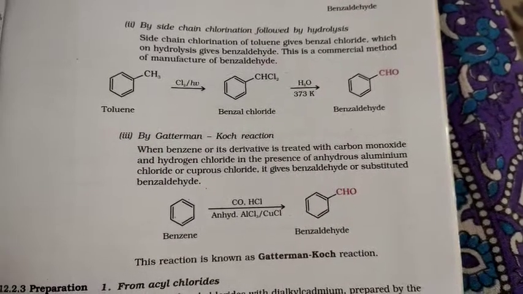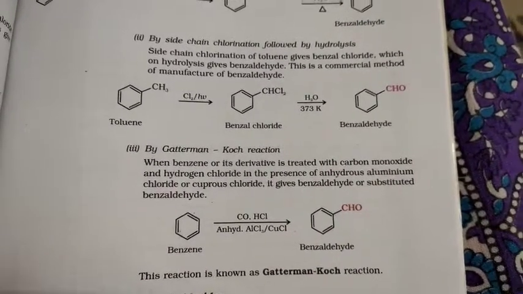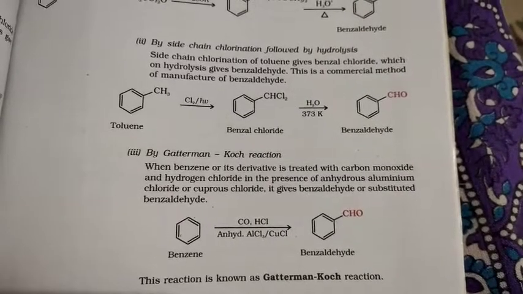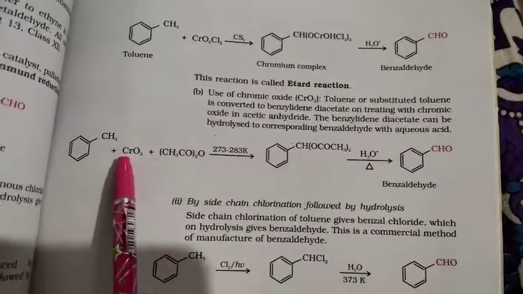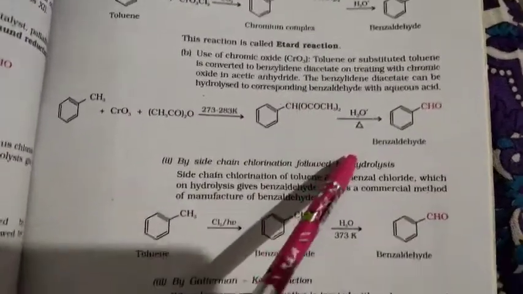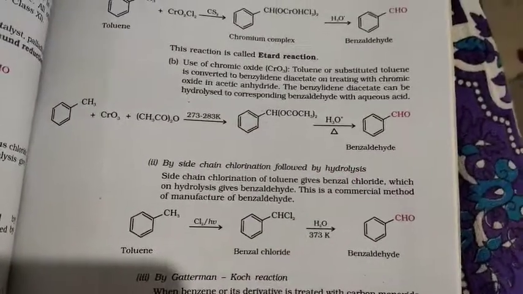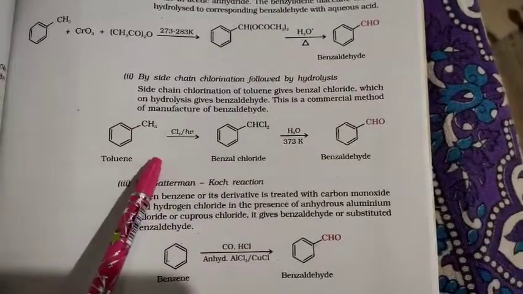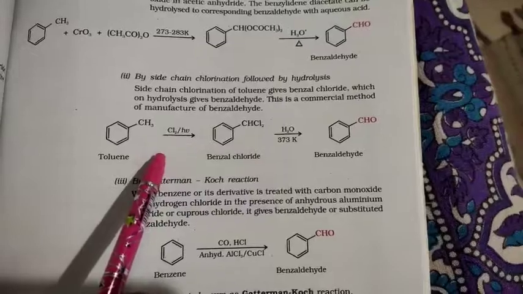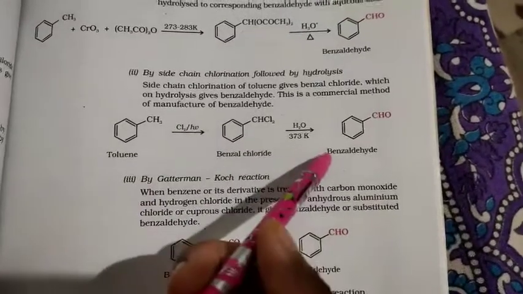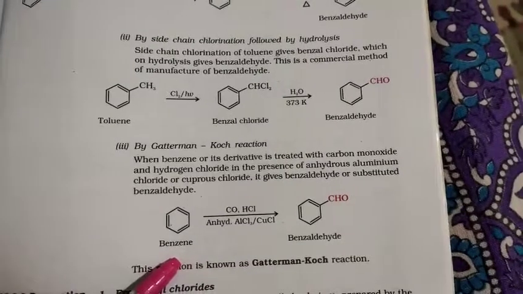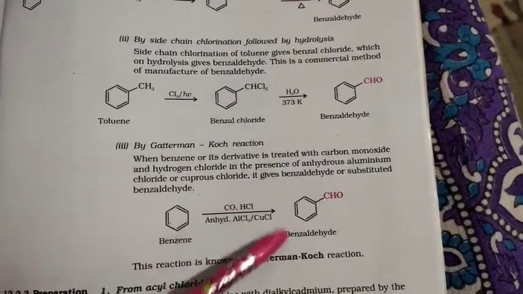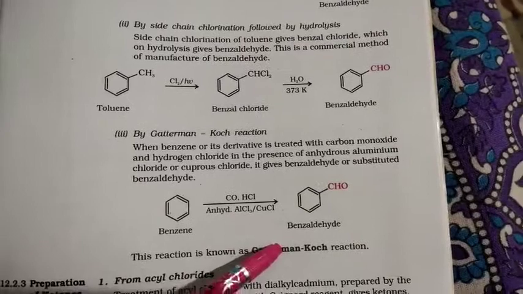So this is the difference between all the reactions that we have used. When we are using chromium compounds, we can convert the toluene into benzaldehyde via some complex. But here toluene is reacting with chlorine in the presence of sunlight, and then also we are getting benzaldehyde. Here we have taken benzene in place of toluene, and using appropriate reagents we have got the benzaldehyde.